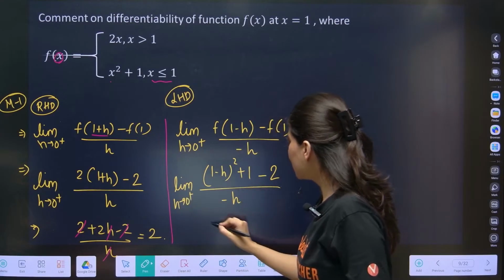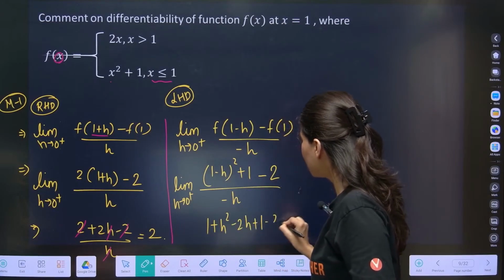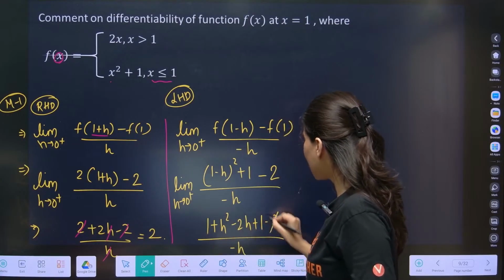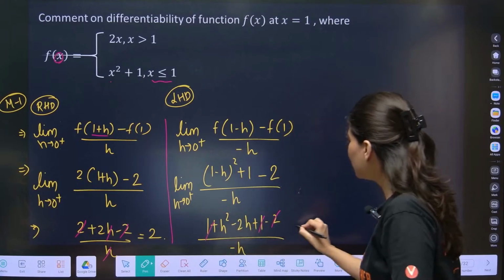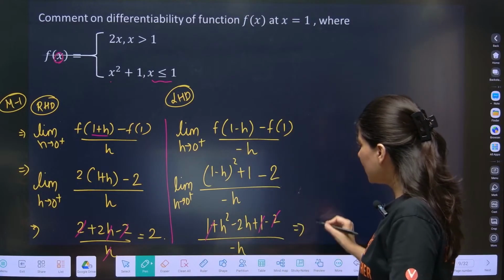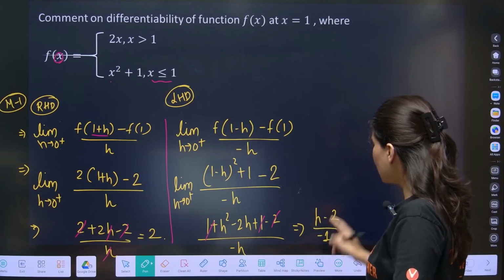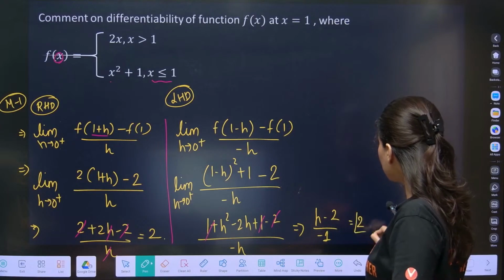Okay. So this is 1 plus h square minus 2h plus 1 minus 2, whole upon minus h. So 1 plus 1, 2. So cancel. Okay, this cancels. If you take h common, what will happen? It will be h minus 2, whole upon minus 1. Now the moment you put h equals 0, you are going to get 2.